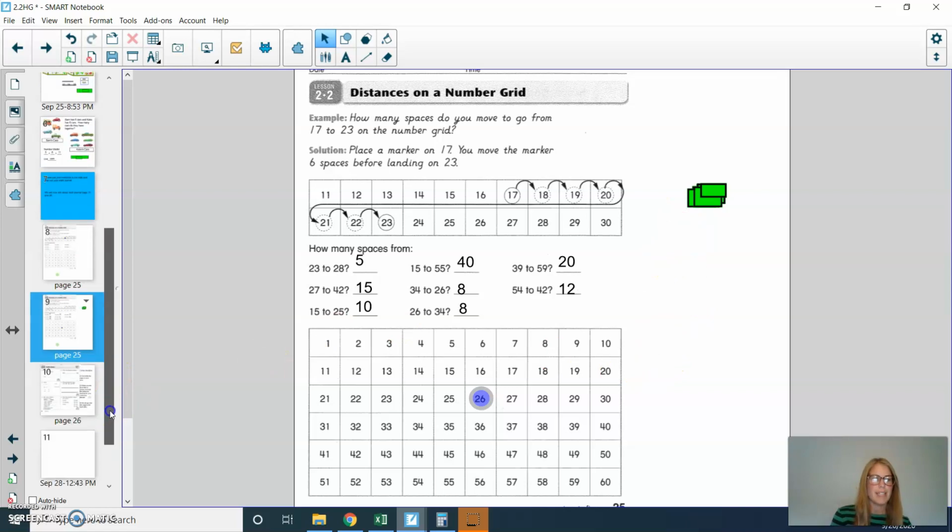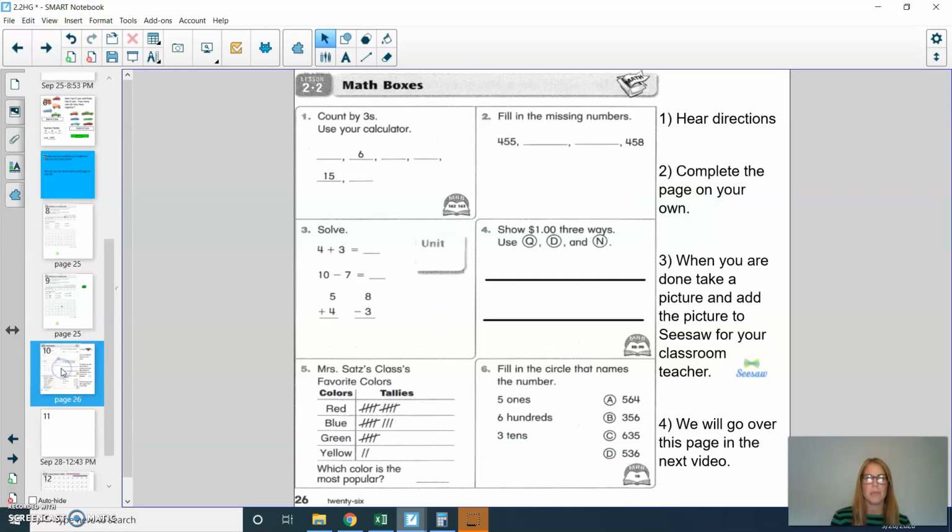But for the last thing that we're going to do, we'll talk about our math box page. So this is page 26. Boys and girls, if you have a calculator and you want to use your calculator for question number 1, I'll show you how to do that.